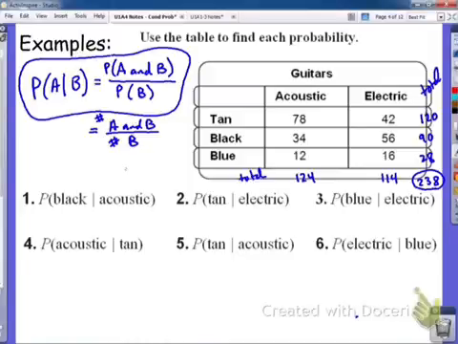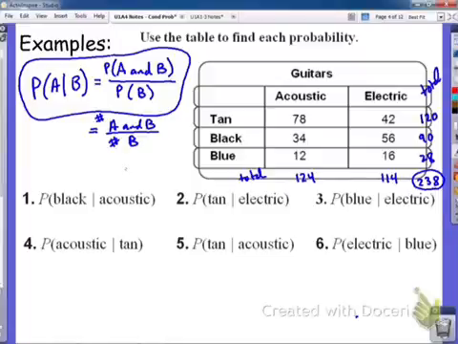Number one, they want us to figure out what's the probability of walking into this room blindfolded. We get spun around, we're blindfolded, and we pick a guitar. What is the probability that that guitar happens to be black, given that we have selected an acoustic guitar? Okay?